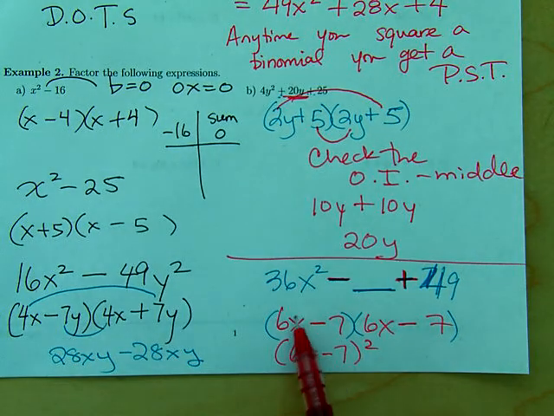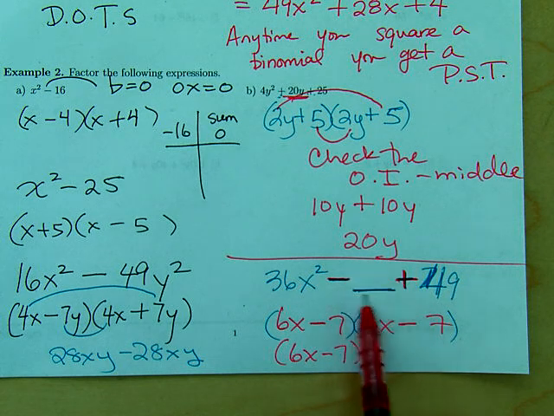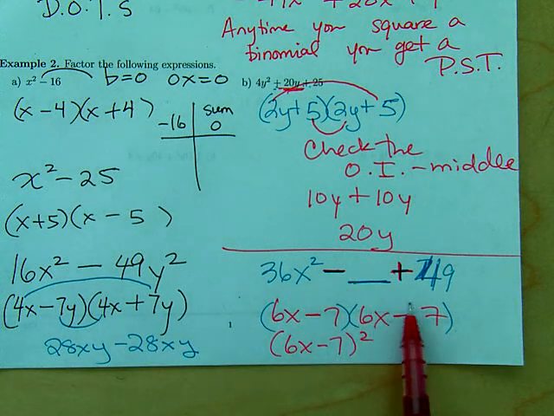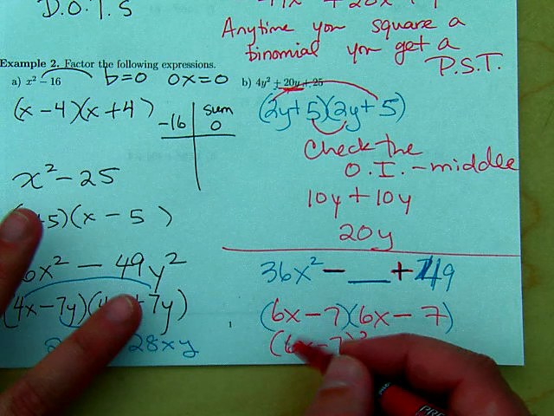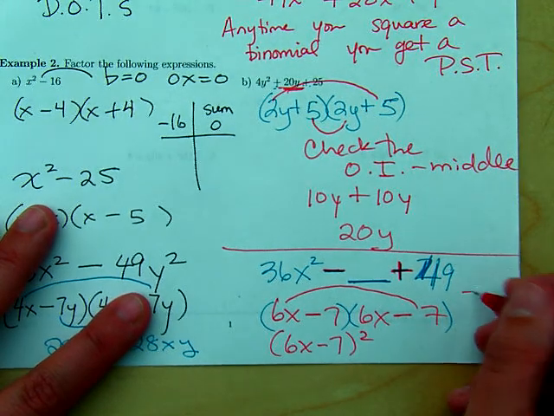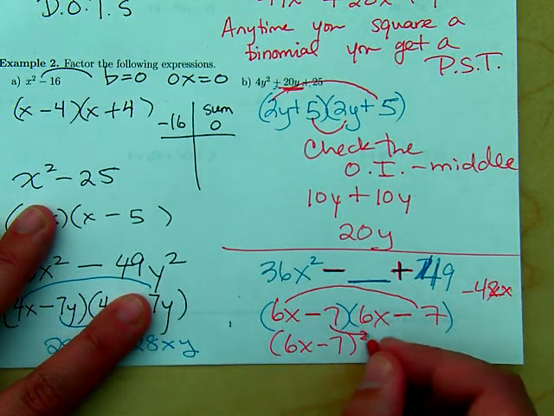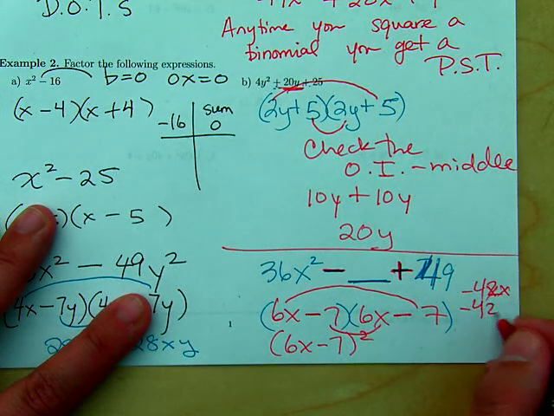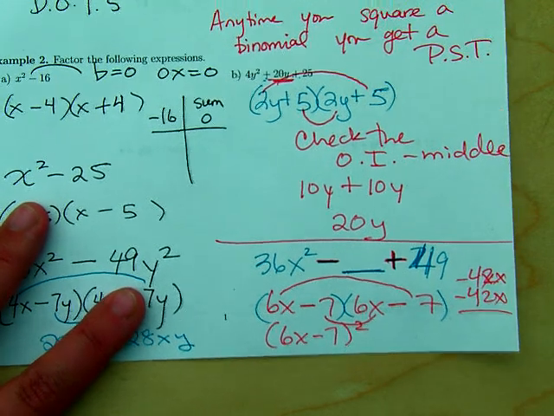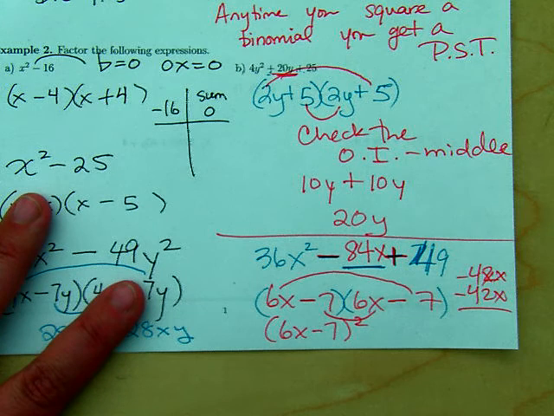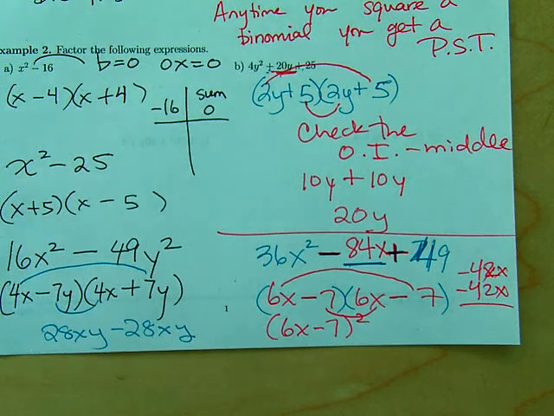Now let's check and see what this middle term would be. Does anybody know what the middle term would have had to be for this to work out? What's outside? Negative 42x. What's inside? Negative 42x. If we add those together, what do we get? Negative 84x would have been that middle term, right?